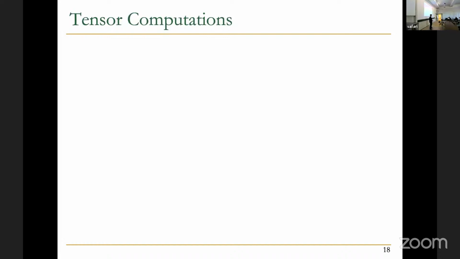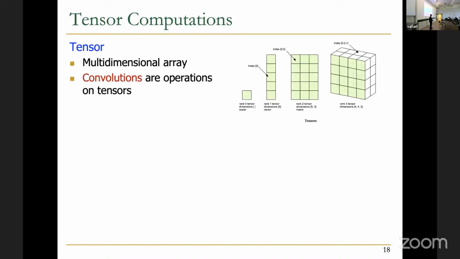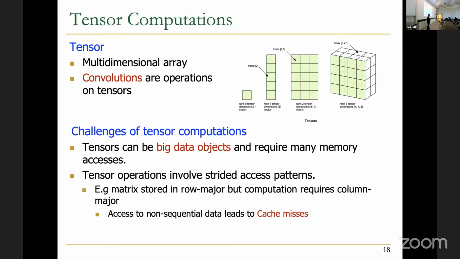Another thing is tensor computations. What are tensors? Essentially, tensors are multidimensional arrays, and we can see that here. A rank 0 tensor is just a scalar, rank 1 is a vector, rank 2 is a matrix, and it goes on like that. Convolutions, for example, are important for machine learning, and they're just operations on tensors. But why are tensors so difficult to work with? First of all, they can be big data objects and require many memory accesses.